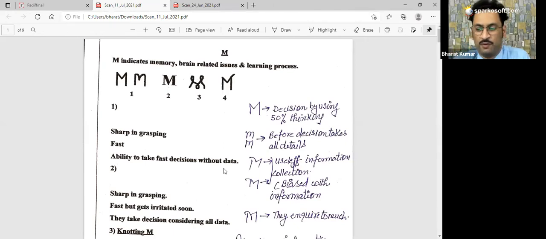So first we will talk a little about M, then we will talk about N, J, and then K, Y, which we have already studied. We will focus on R, we will focus on U and V, X and Z.